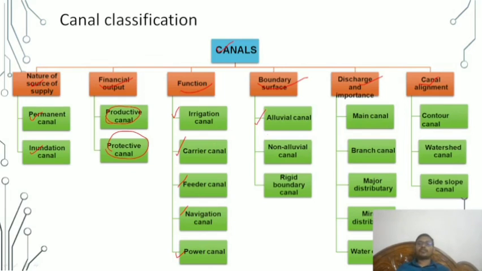Boundary surface means alluvial canal, non-alluvial canal, and rigid boundary canals. Discharge and importance means main canal, branch canal, distributary, major distributary, minor distributary, and water courses. Coming to canal alignment: contour canal, watershed canal, and side slope canals. This is the final classification of the canals.